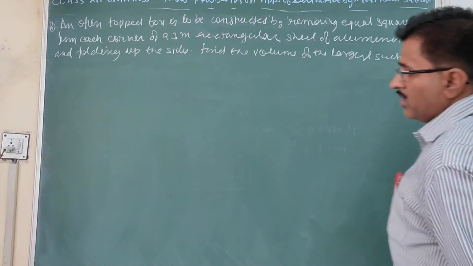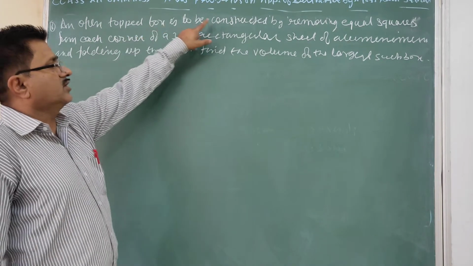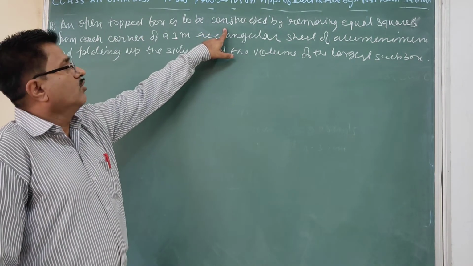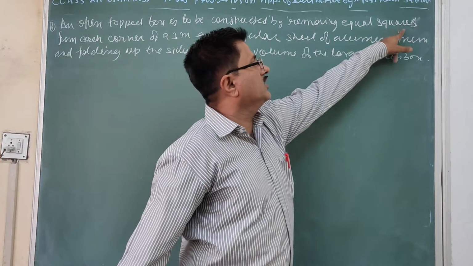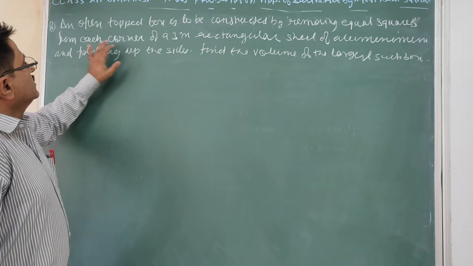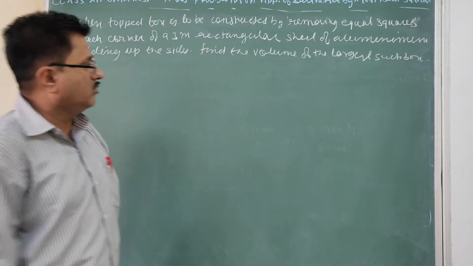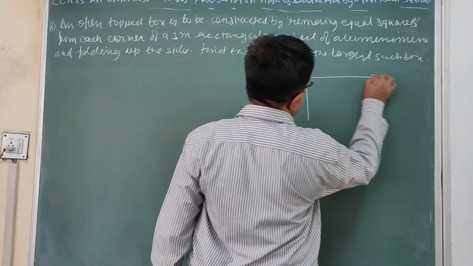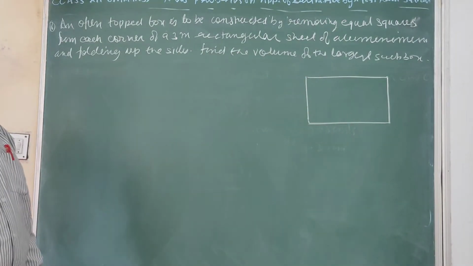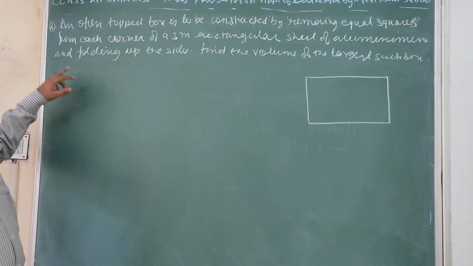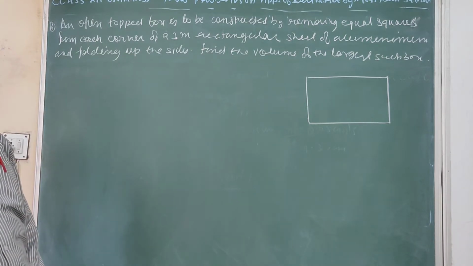So an open top box is to be constructed. We have to make an open top box by removing equal squares from each corner of a 3 meter by 8 meter rectangular sheet. We are given a rectangular sheet. Suppose this is the rectangular sheet of aluminium, and folding up the sides, find the volume of the largest box.